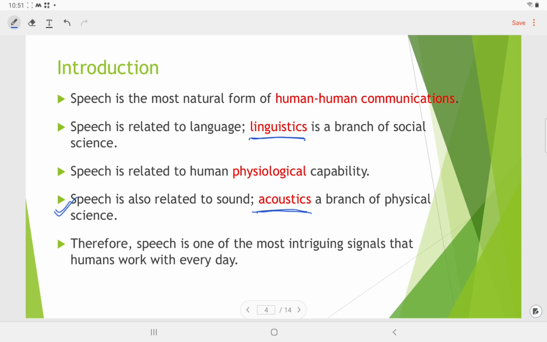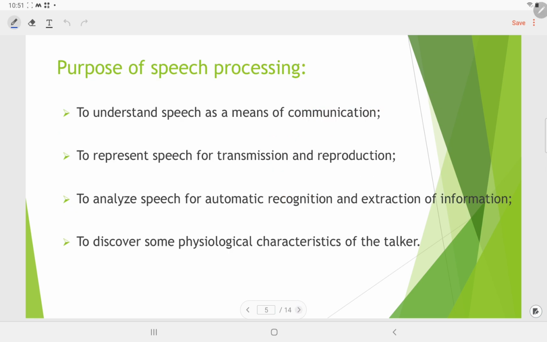There will be a variation of pressure, air pressure. So it creates a waveform. The study of that will come under acoustics. Therefore, speech is one of the most intriguing signals that humans work with in day-to-day life.